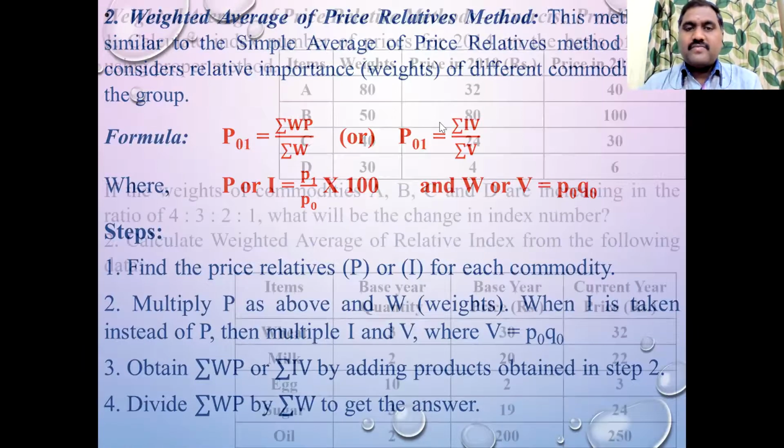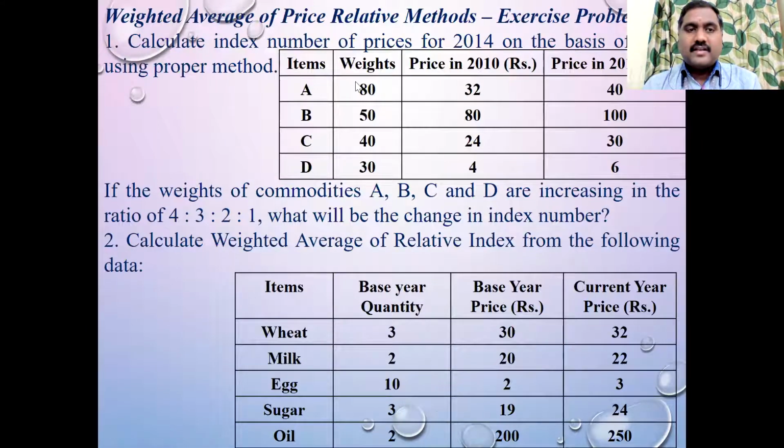See, this is the first problem we worked out in the last class. They ask you to calculate the price index number by using the current year and the base year. And then they give an adjustment. They are saying that suppose the weightage, like 80, 50, 40, 30, is increased by a certain percentage in the ratio 4:3:2:1. Then what will be the change in the index number, they are asking.